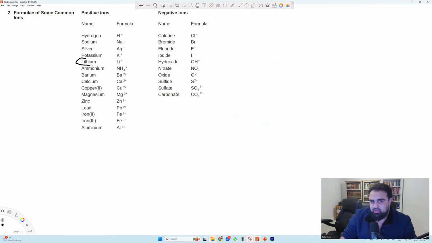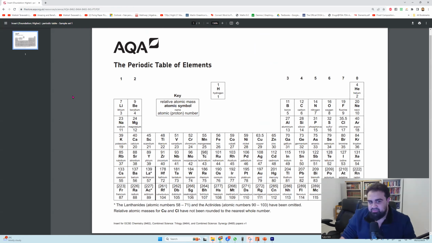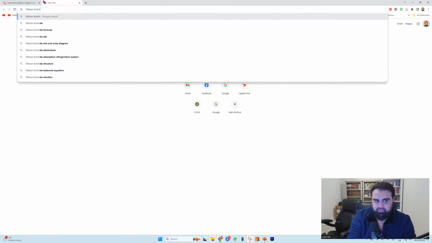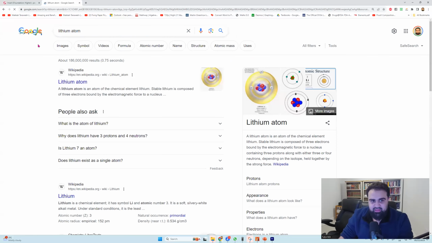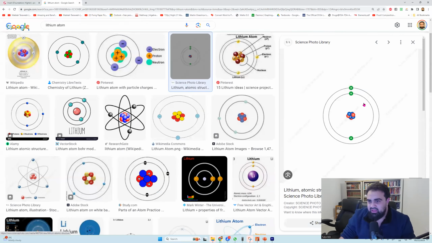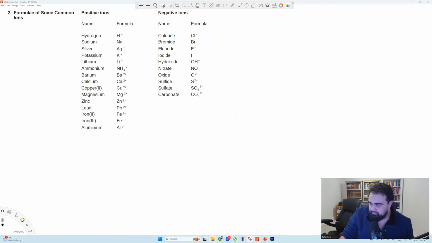Like lithium. What's the charge on lithium here? It's a plus charge. It's a +1. And that's going to be obvious because lithium is going to give away 1 electron because it only has 1 electron in its outermost shell. If we look at a lithium atom, how many electrons does it have in its outermost shell? Just 1. So it's going to give away that 1 to get a full outermost shell. Its first shell, I know you might not think it's full, but remember the first shell can only take 2. So it is full.